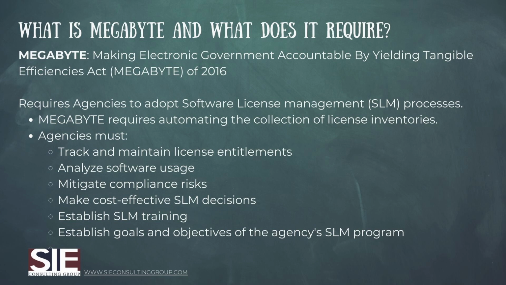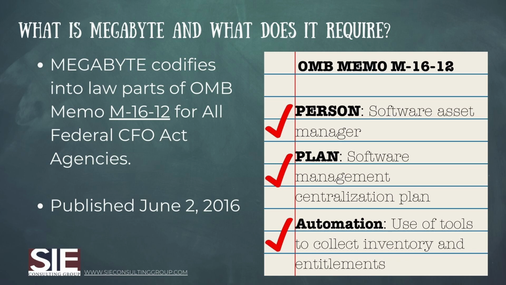Before the law was passed, there really wasn't much oversight specific to software. Although FITARA did help shift the direction of IT acquisition, it was MEGABYTE that exclusively focused on software licensing. MEGABYTE became law after a key OMB memo was issued called M-16-12. That was published in the Obama administration in June of 2016.